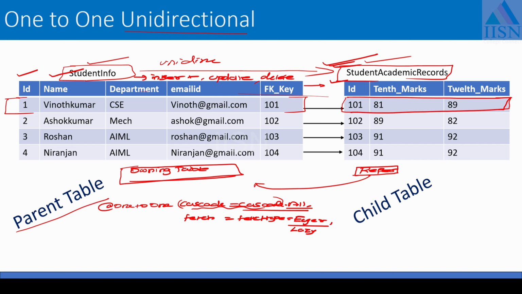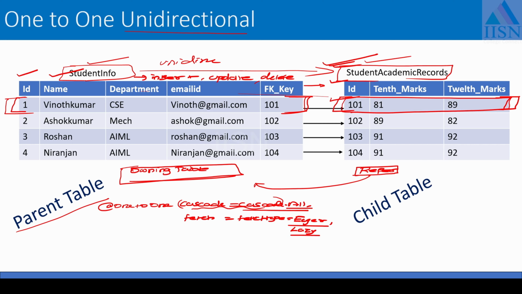Lazy type means first it is going to perform the retrieval operation on this particular record. Whenever it's required, then only this particular query is going to be executed, and it is going to retrieve the record from the student academic records. That is what lazy is. Whenever it's required, then only it's going to call the child table. Until it calls the child table records, nothing is retrieved. That is what lazy is all about.